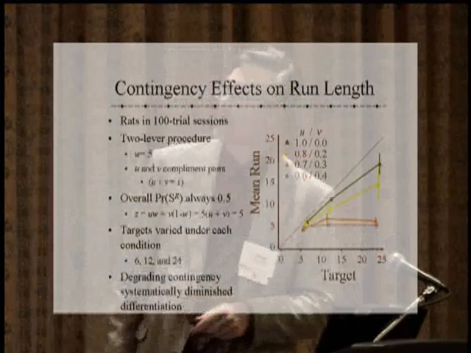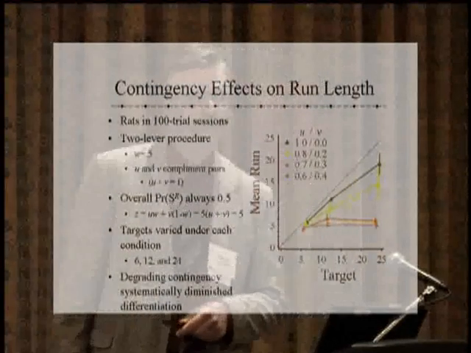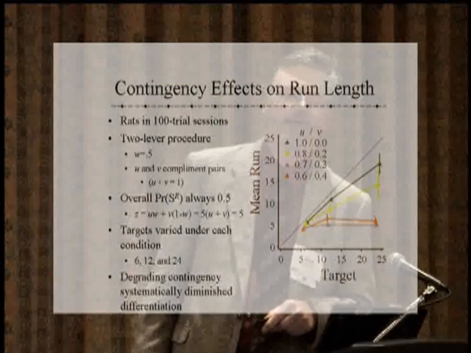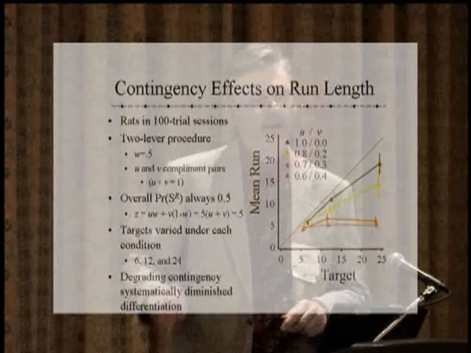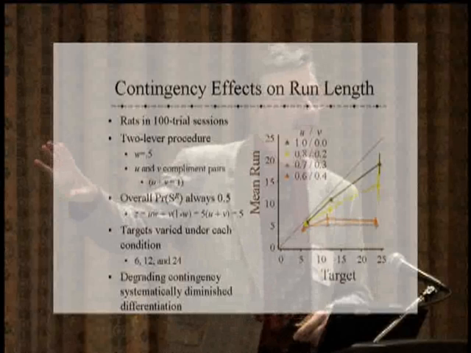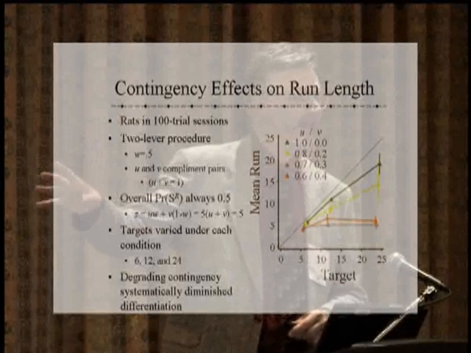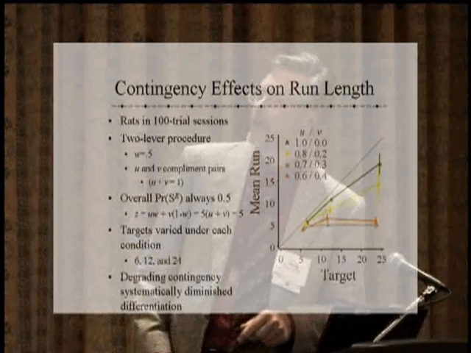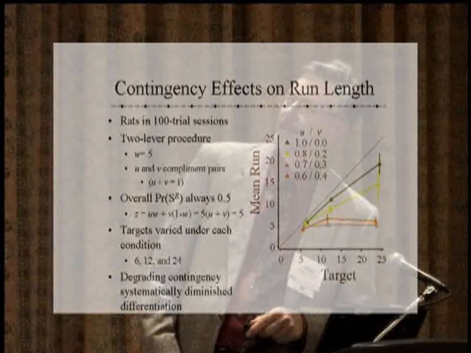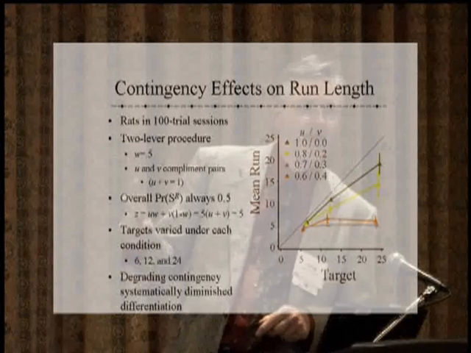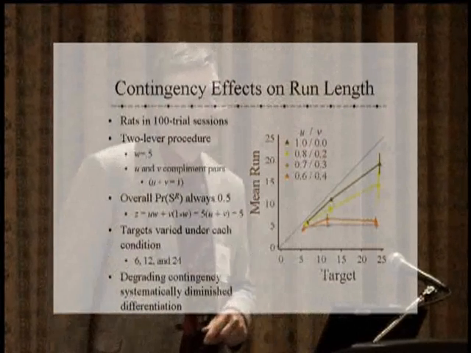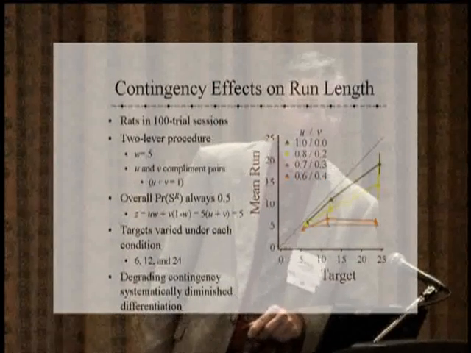So U and V were 1 and 0, 0.8 and 0.2, 0.7 and 0.3, 0.6 and 0.4. We did that because that maintains the overall reinforcement probability Z under all of these conditions equal to 0.5. So no matter what you do in this situation, you always get food half the time. The targets were varied under each condition from 6 to 24, and you can see that as you degrade the contingency, as you do more and more reinforcement for errors and non-criterion responding, you get less and less control at the lower levels. You still get really good shifting at the short term rates.